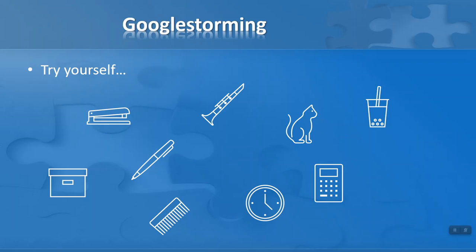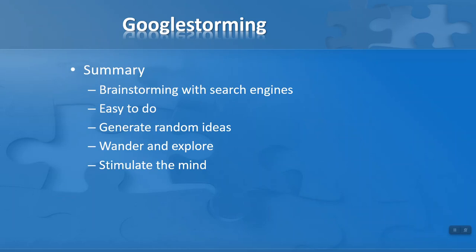Try following the method that we've outlined here just to add a little bit of structure on it, and let's see what ideas you generate and what random thoughts are going to help you to creatively solve some of your problems. So in summary here, Googlestorming is brainstorming with search engines. It's easy to do, and it not always, but it can and should generate random ideas. And then you wander and explore these ideas, and hopefully they will stimulate the mind to come up with some potential solutions or ideas for solving your problems.